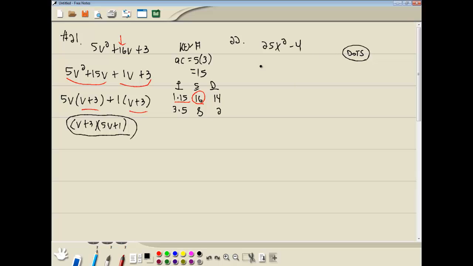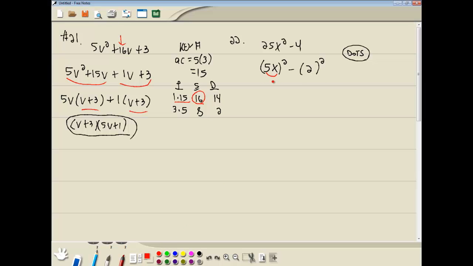Difference of two squares. So we're going to try to write it as something squared minus something else squared. We'll start with our first piece, 25. You ask yourself what times itself gives you 25, and that'd be 5. Then go to the x squared. You ask yourself what times itself gives you x squared, and that'd be x. 5 times 5 gives you 25. x times x gives you x squared. And 4, 2 times 2 would give you 4. So we were able to write it in that form.